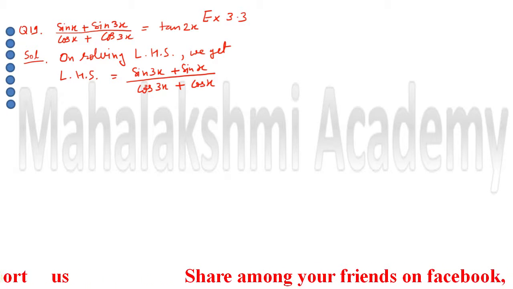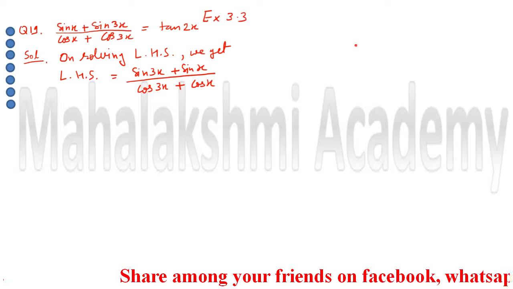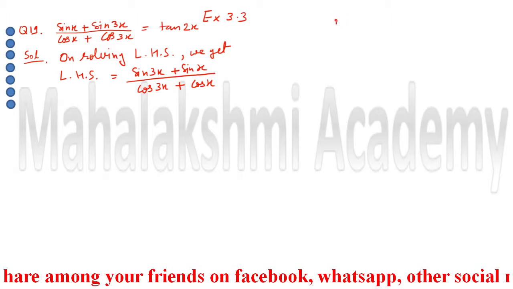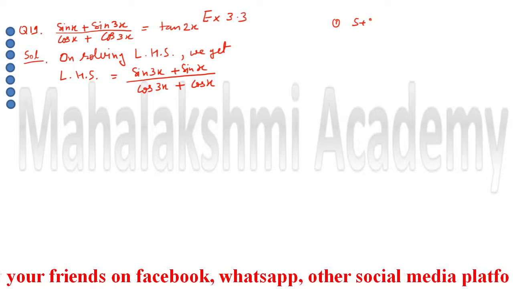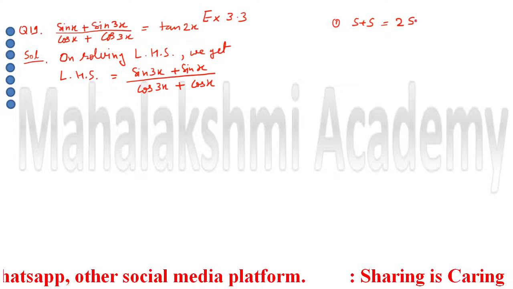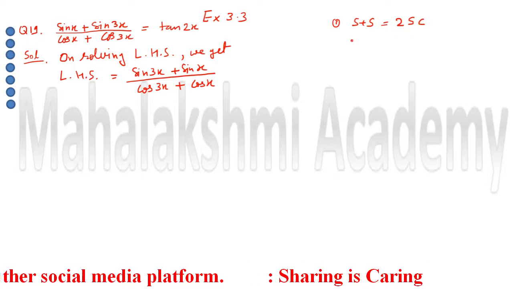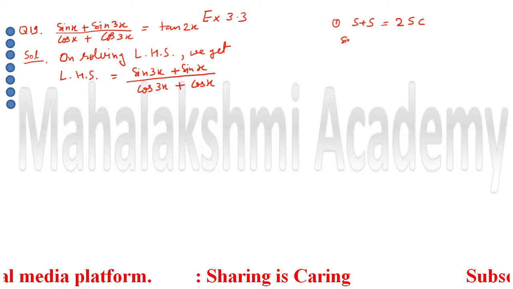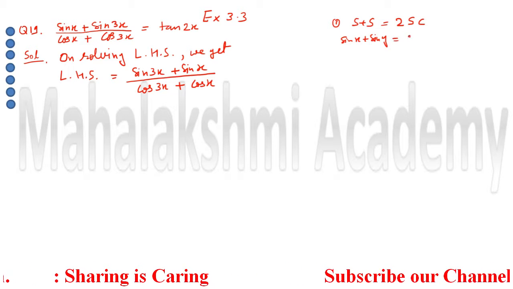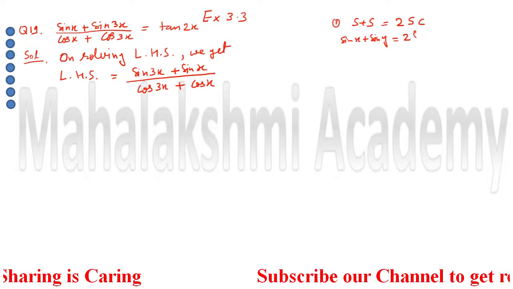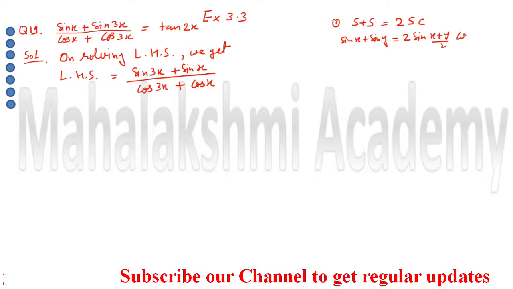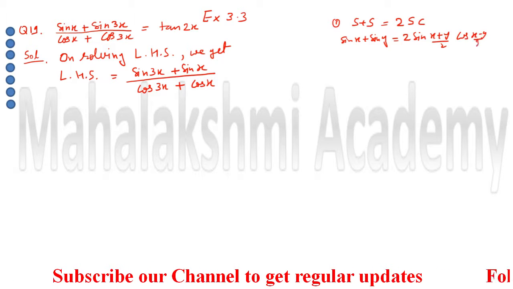Now here we are going to use the formula. So I am writing the formula here. Which formula am I going to use? The first formula is S plus S, which is 2SC. The meaning of this formula is, if we have sin x plus sin y, then the formula is 2 sin (x plus y) upon 2 and cos (x minus y) upon 2.